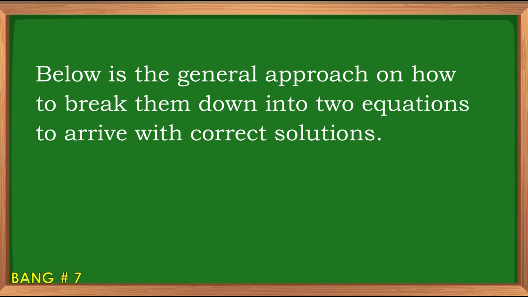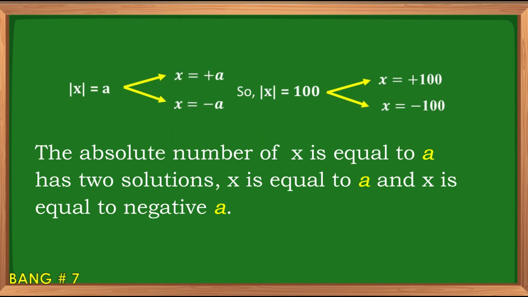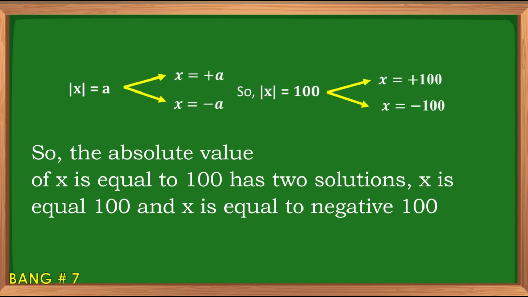Below is a general approach on how to break them down into two equations to arrive at correct solutions. The absolute value of x is equal to a has two solutions: x is equal to a and x is equal to -a. So, the absolute value of x is equal to 100 has two solutions: x is equal to 100 and x is equal to -100.